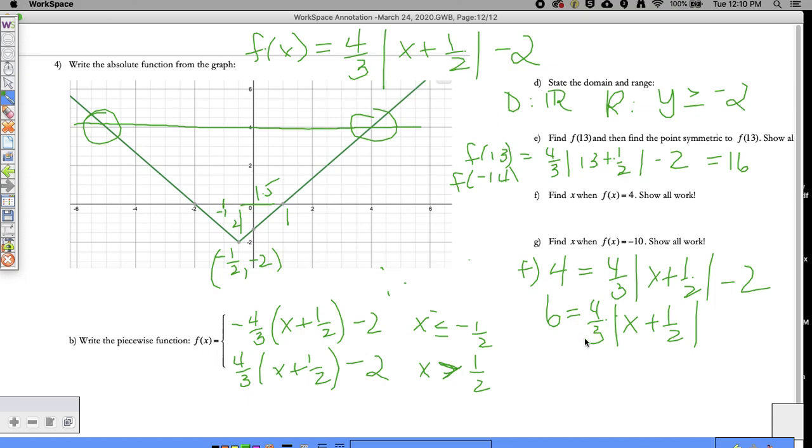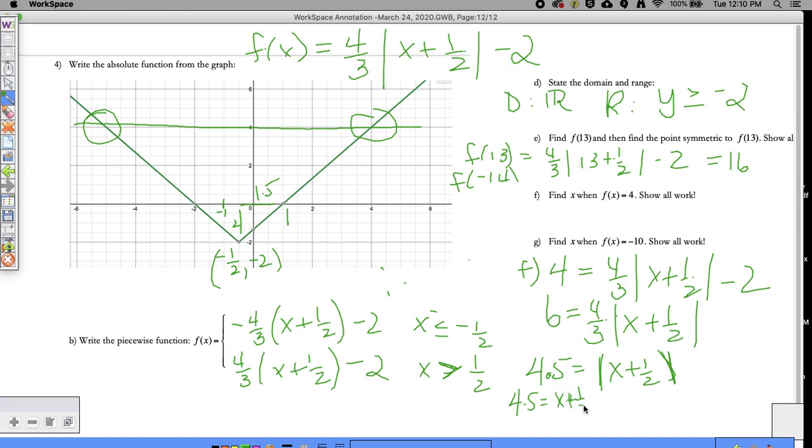And so we're going to multiply both sides by 3/4. Remember what I did last time? 6 times 0.75 is 4.5. So I have 4.5 is equal to the absolute value of x plus 1/2. Now, if you remember what I said to you, when you have the absolute value, there are 2 equations, because the inside can be positive and the inside can be negative. So you're going to have 4.5 is equal to x plus 1/2.